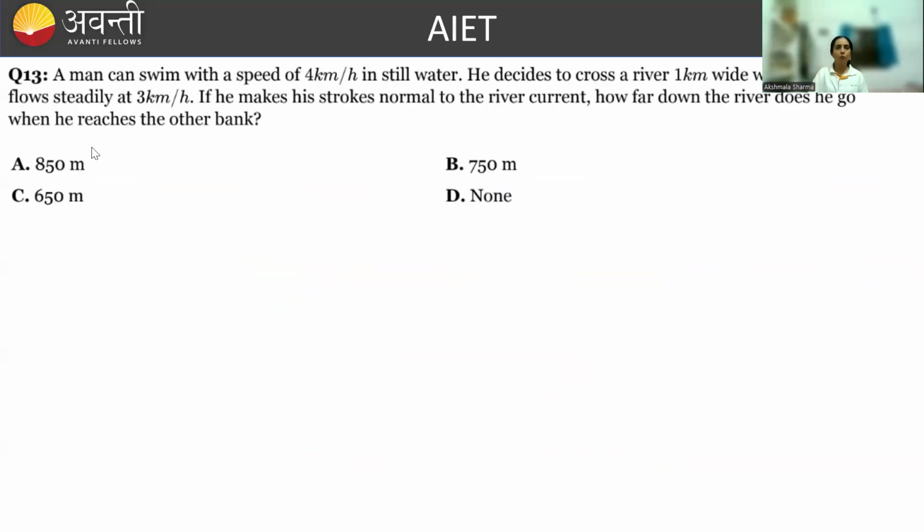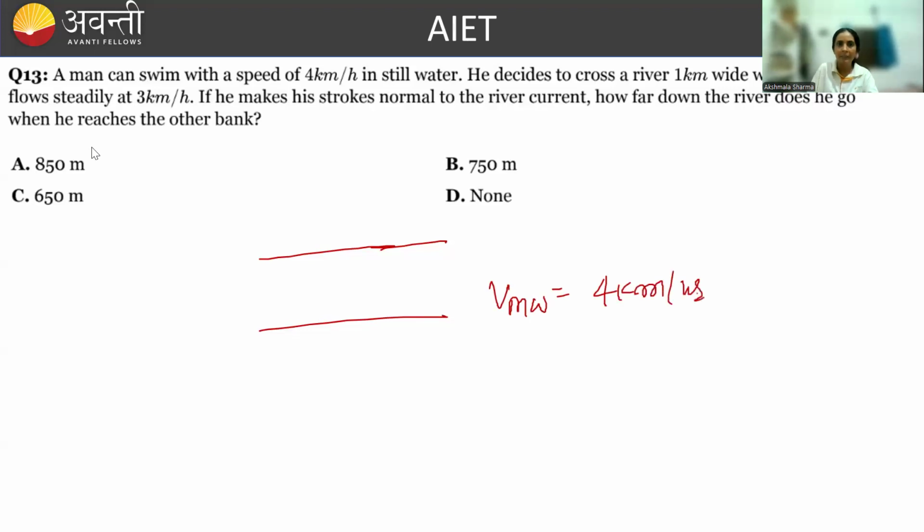Now, a man can swim with a speed of 4 kilometers per hour in still water. So there is still water, and in still water, the velocity of the man with respect to water is how much? 4 kilometers per hour. He decides to cross a river 1 kilometer wide. This river is how much wide? This is 1 kilometer wide, where the water flows steadily at 3 kilometers per hour.